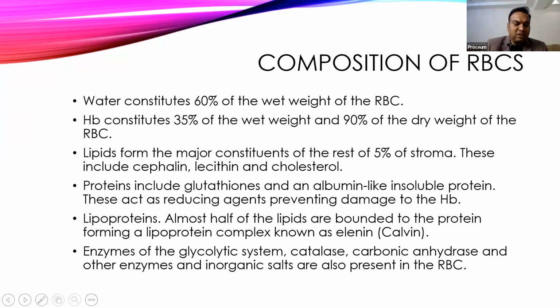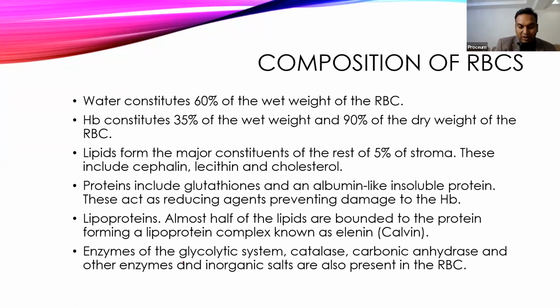Then the other components, which are 5%, are nothing but the enzymes required for the survival of the RBC and other structural proteins. These proteins include glutathione, albumin, and insoluble proteins, and these protect the RBC from reducing agents. And there are various enzyme systems present in the RBCs, like glycolytic enzymes, catalase, and carbonic anhydrase, and these are important for the survival of the RBC.